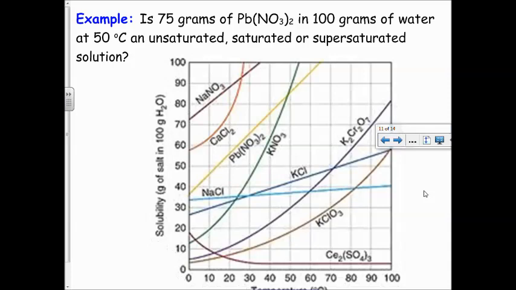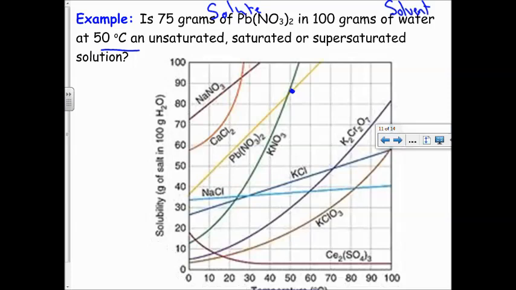All right. So to solve this one, is 75 grams, and we need to look at what we're talking about. In this case, we need to label: this is our solute, what's being dissolved. 100 grams of water is our solvent. And then we have a temperature of 50 degrees Celsius. So what I would recommend you start off doing is figure out, at 50 degrees Celsius, how much lead nitrate can be dissolved? So we come over to 50 degrees Celsius, and then we work our way up.